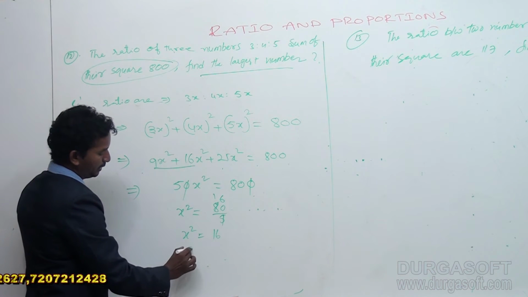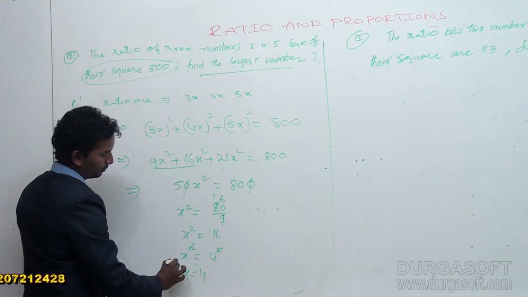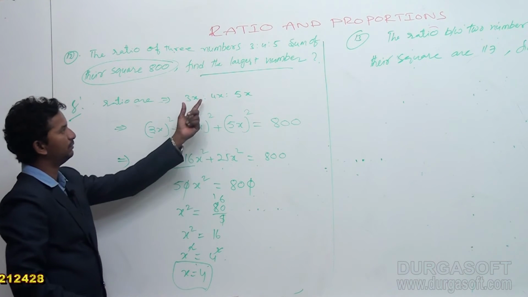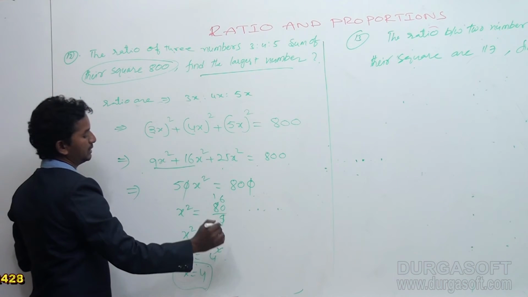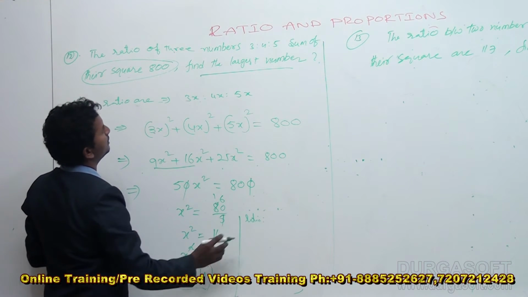Shall I take x square is equal to 4 square? 2 will be cancelled. X is equal to 4. But according to this one, which is the largest? Substitute here. The squares are the ratios of which is the largest number.